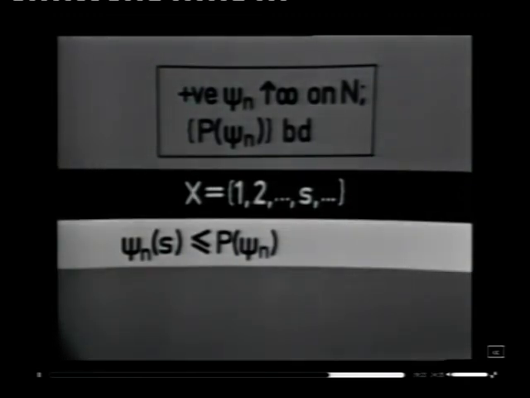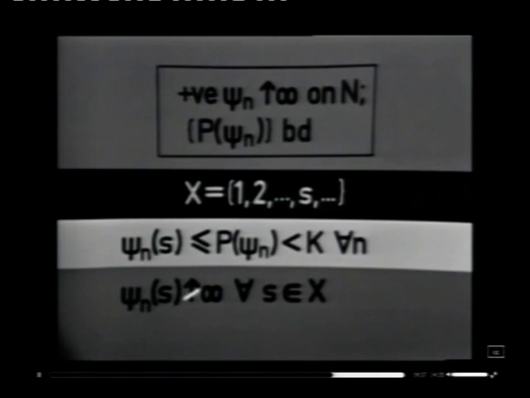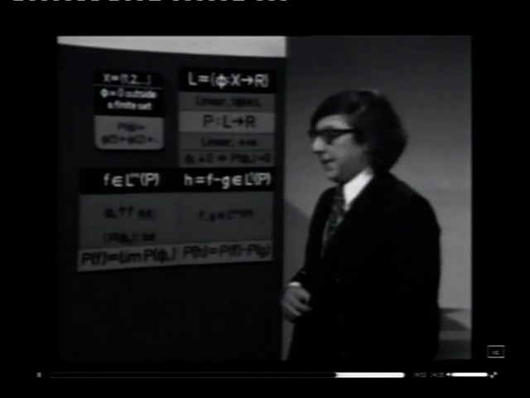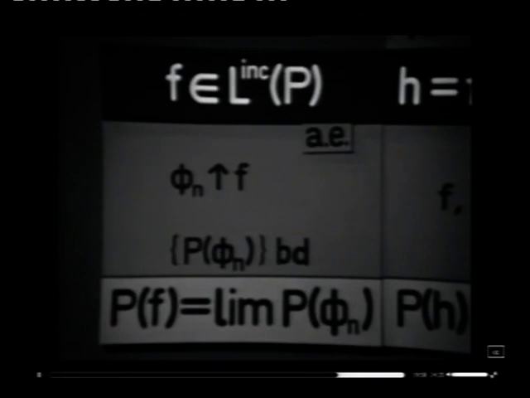But the sequence of integrals is bounded, so there is a number k such that the integral of psi n is less than k for all n. In other words, there is no point S for which the psis can diverge. So there is no point of X contained in a null set. The only null set is the empty set. So in this example, convergence almost everywhere, convergence except in a null set, means convergence everywhere, because the only null set is the empty set.